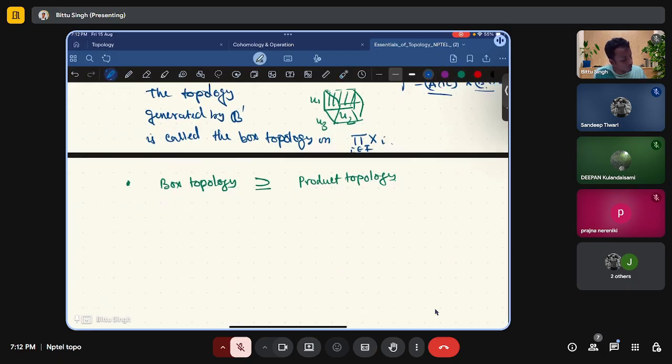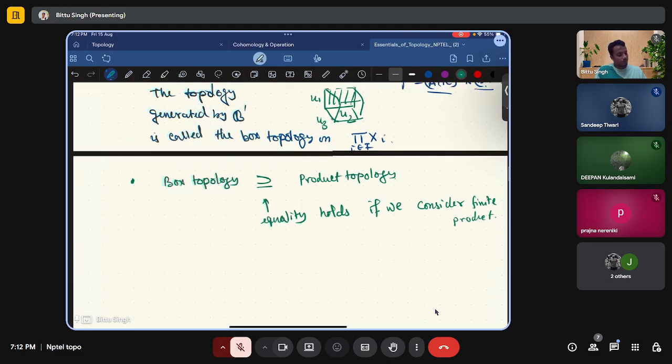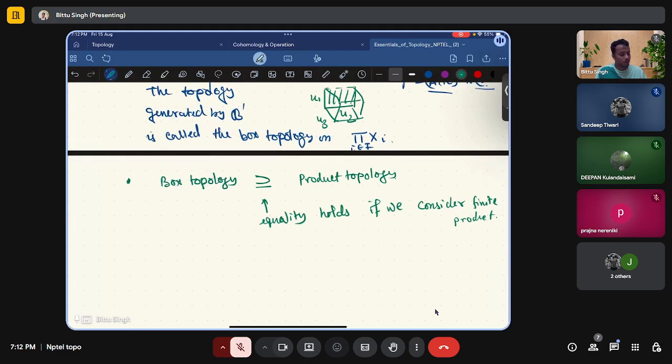Another remark: this equality holds, those two topologies are the same, if we consider a finite product. Otherwise, we can't decide. We need to check whether it is finer or not.